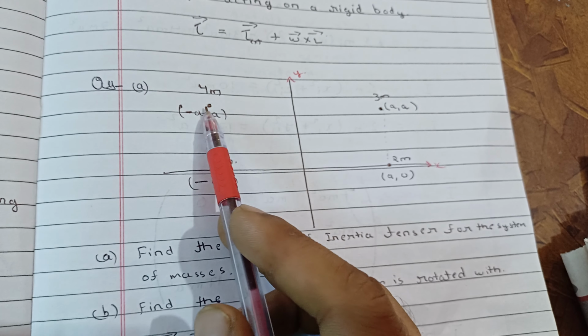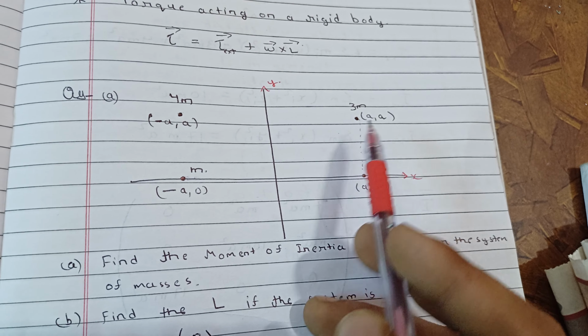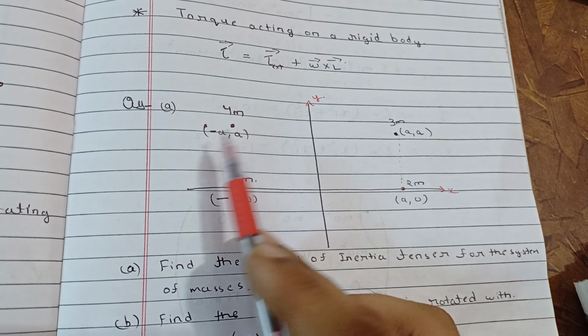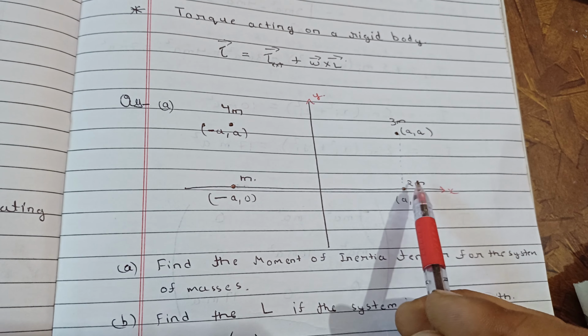It will give you 8ma², it will give you 6ma², this will give you ma², and this will give you 2ma². So it will be 6, 8, 14, and 3, and 2 plus 1, 3 will give you 17ma².